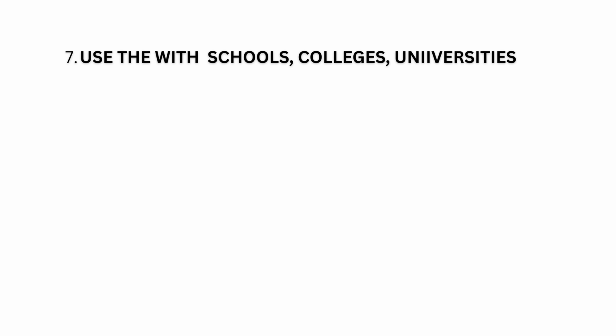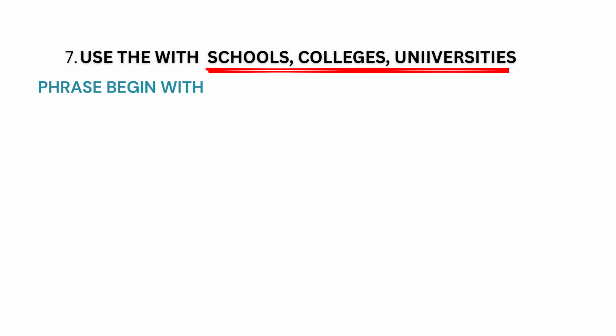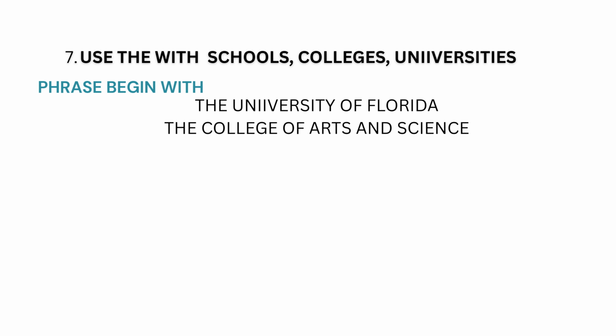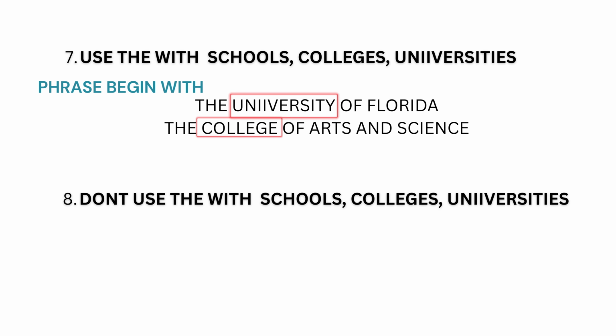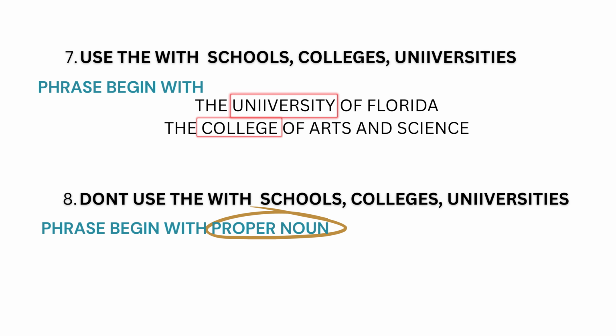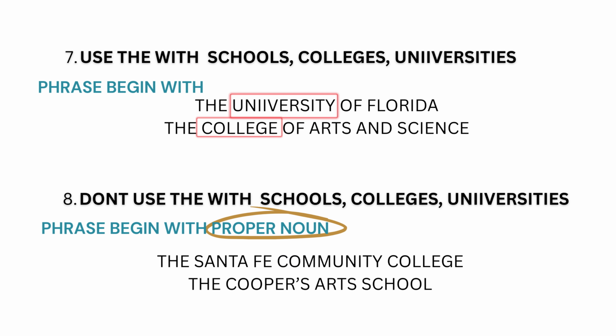Then we use the with schools, colleges, universities when the phrase begins with school, college, or university itself. For example, the University of Florida, the College of Arts and Science. And we don't use the with schools, colleges, universities when the phrase begins with a proper noun, meaning a unique name. For example, Santa Fe Community College, Cooper's Arts School.